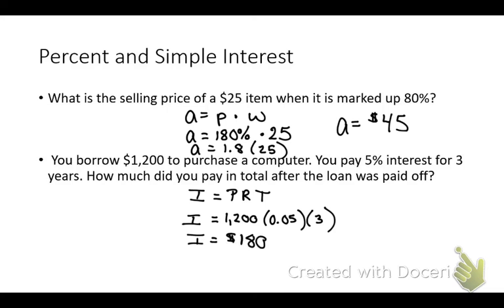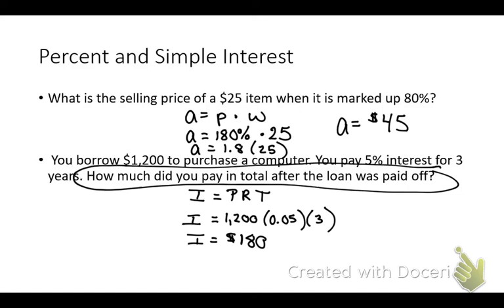$180. All right. This is going to be one of your answer options. If this was a question on your final, this would be an answer option. But it is not the answer to the question: how much did you pay in total after the loan was paid off? You did not pay $180 total, because what do you have to add it back to? The $1,200. You borrowed $1,200. You paid back the $1,200 plus another $180 in interest.